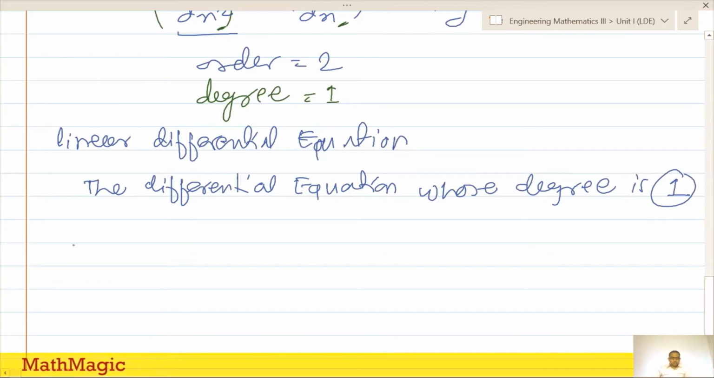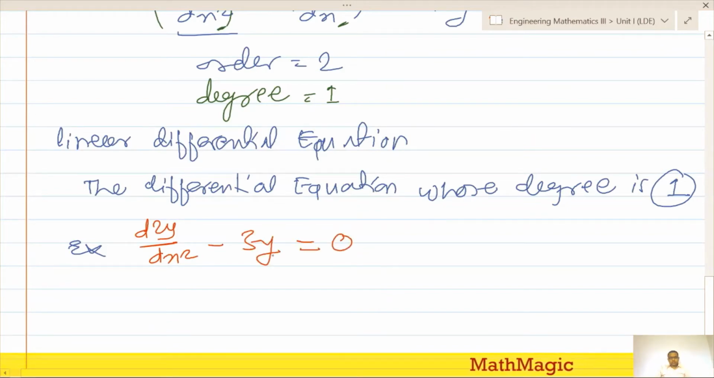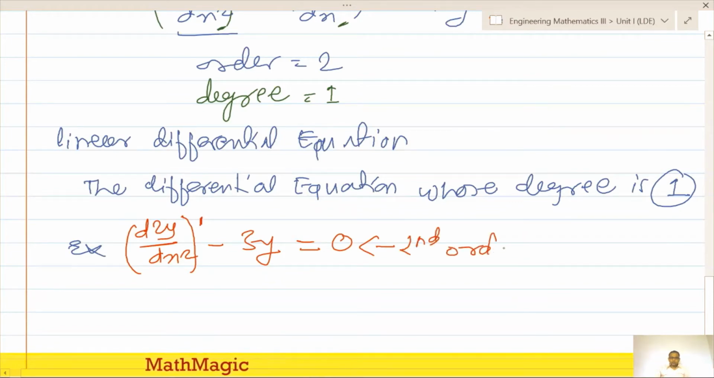So the equation whose degree is 1 is called a linear differential equation. For example, suppose d square y by dx square minus 3y equal to 0. This is a linear differential equation. This is a second order linear differential equation, because the order is 2 but the degree is 1. The power of this term is 1 here. Therefore this is a second order LDE, linear differential equation.